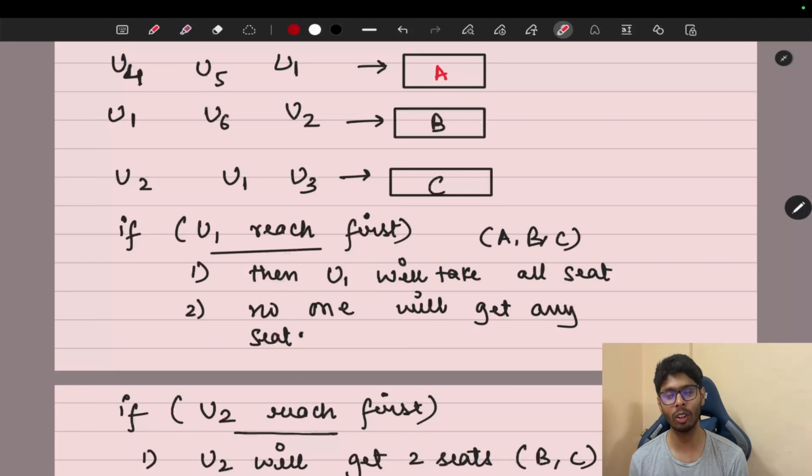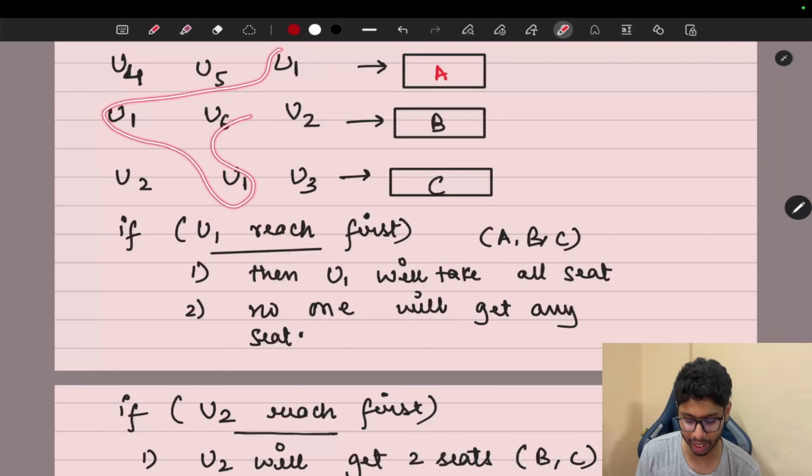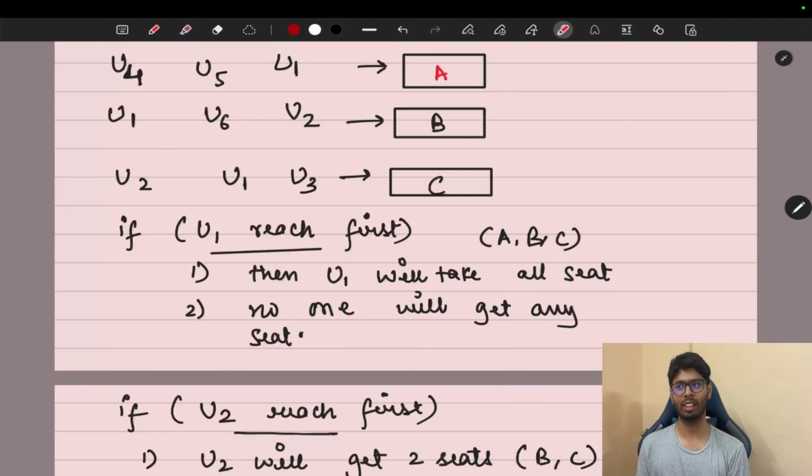No, U1 will not get any seat because U1 wants to book all the seats, A, B and C. But if U1's request fails, U1 told that I want seats A, B and C, but B and C are already booked by U2, then U1 will not get any single seat, but U5 will get that seat in that scenario. This is the approach. This is something interesting.